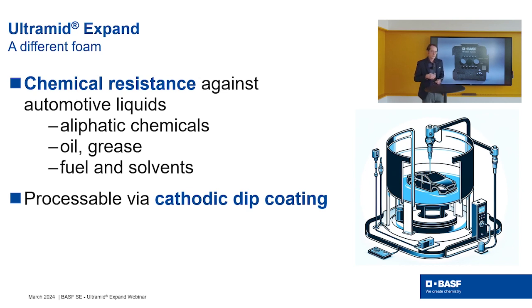So in principle you can produce a structural inset from Ultramid Expand, incorporate it in your body and white structure, and put it through the whole cathodic dip coating, including the afterburn oven. Ultramid Expand will not contaminate your dip coating baths, and it will also survive the afterburning oven.